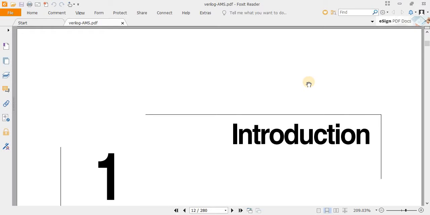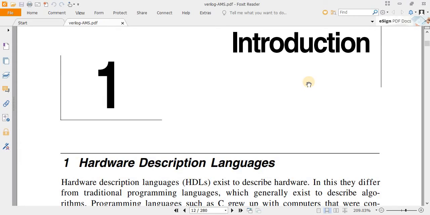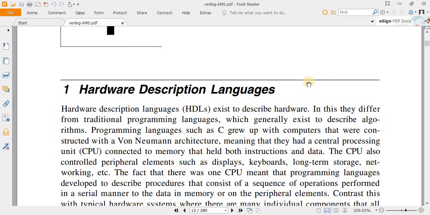Programming languages such as C grew up with computers that were constructed with a von Neumann architecture, meaning that they had a central processing unit, CPU, connected to memory that held both instructions and data. The CPU also controlled peripheral elements such as displays, keyboards, long-term storage, networking, etc.